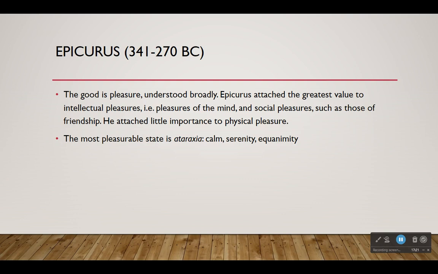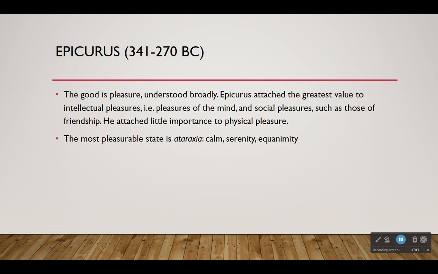But Epicurus attached, again, the most importance to pleasures of the mind and to social pleasures. Again, by social pleasures, we would mean the pleasure of friendship, for example, or maybe more broadly, the pleasure of being engaged in your community, trying to make your community a better place, being engaged with your fellow citizens and so forth in constructive ways.